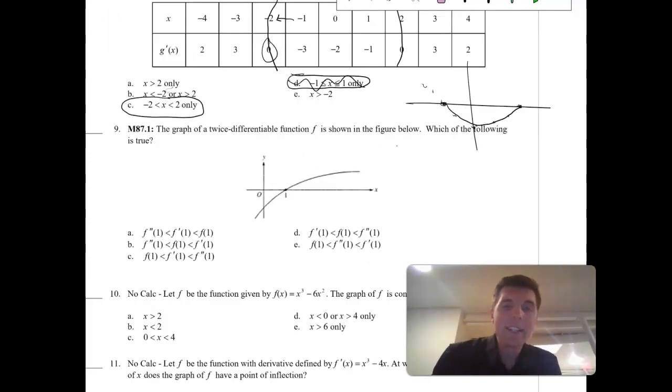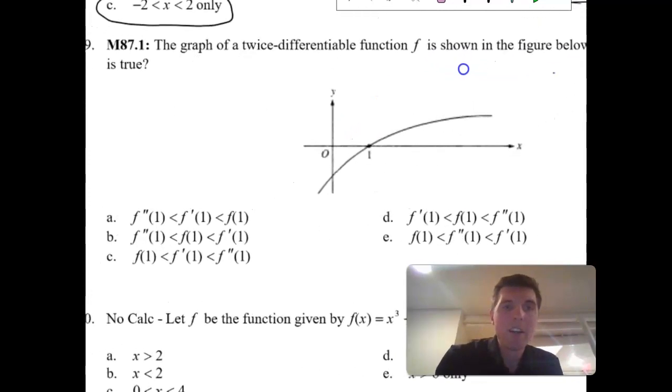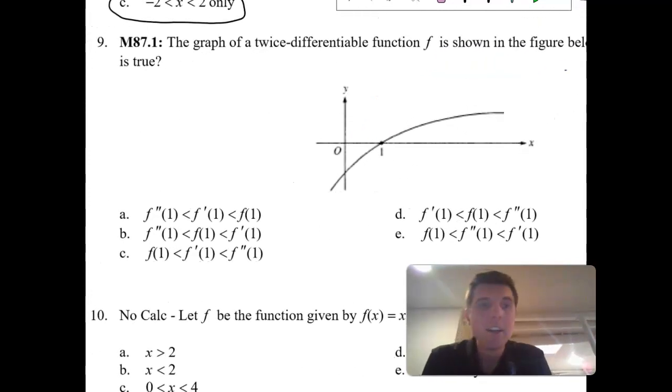Number 9, this is my favorite question on an AP test ever. I love it. Somebody asked me, what is your favorite question? It's this one for sure. I love it because it's asked so simply, but you have to know your functions really well. First of all, you could have solved it by making a sketch. But I think there's a more elegant solution.